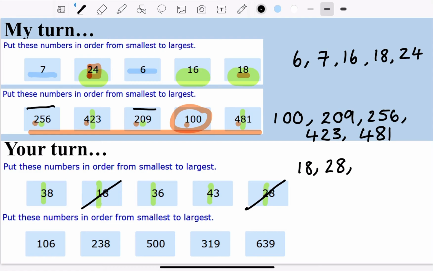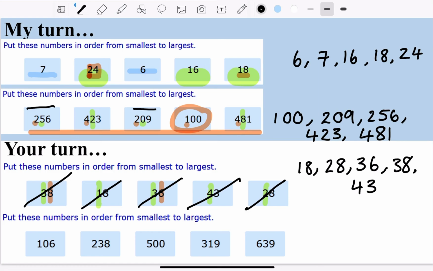The next smallest is 3, but there is 2 of them. So now I'm going to take a look at my units column. 6 is definitely smaller than 8, so 36 is next. Then 38. Only one number left now, and it has a 4 in that tens column, so it has to be our largest, and that is 43.